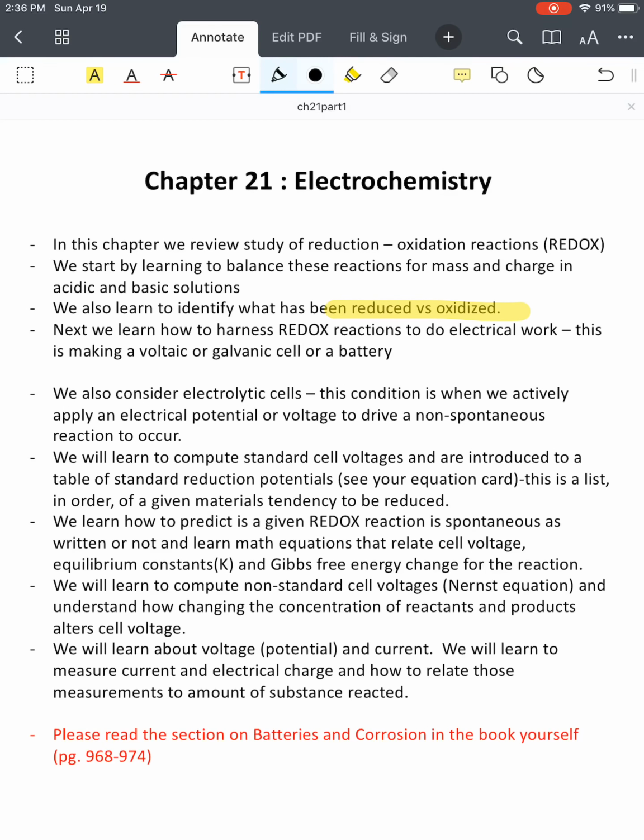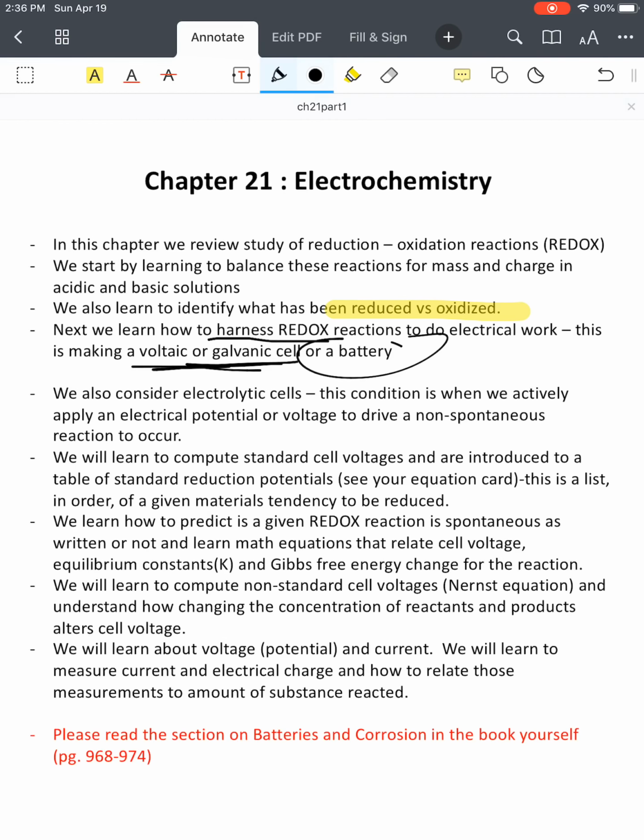Then from there, once we get a good handle on these redox reactions, we're going to learn how to harness these redox reactions to do some electrical work for us. This is where things start to get pretty interesting, okay? Because we're going to learn how to make what's called a galvanic cell or a voltaic cell. That's essentially a battery. So we're actually going to learn how to make batteries out of chemistry here in this chapter.